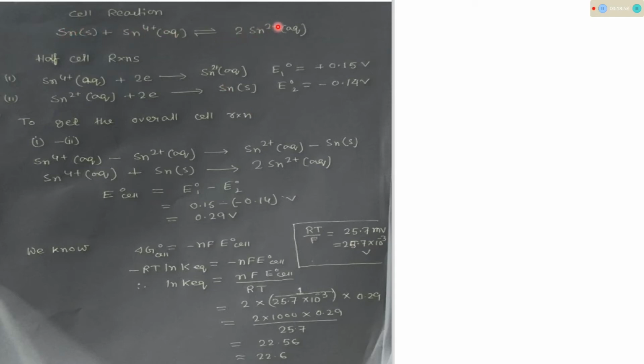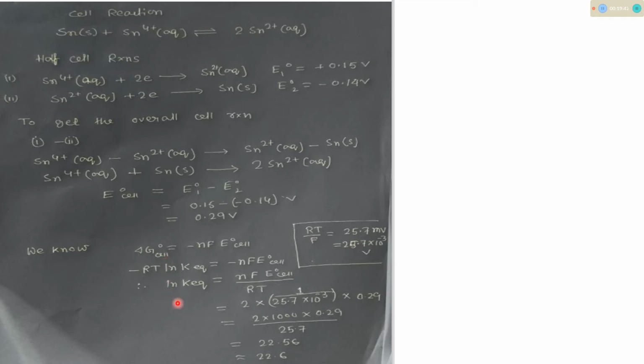It is the standard reduction potential of the cell, not the EMF. EMF is different. It is E0 cell, the standard reduction potential of this reaction. We get the E0 cell value 0.29 volt. We know that the Gibbs free energy delta G0 is equal to minus nFE0 cell, and delta G0 is also equal to minus RT ln K, where K is the equilibrium constant of these cell reactions.